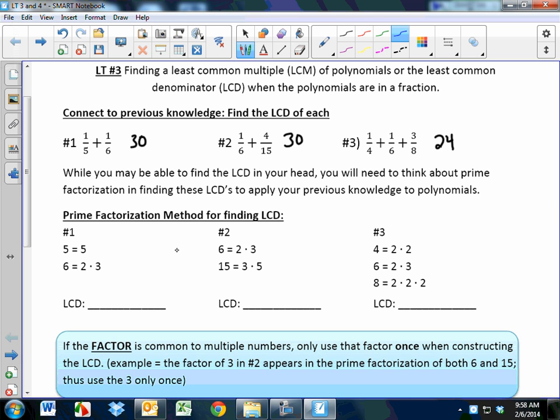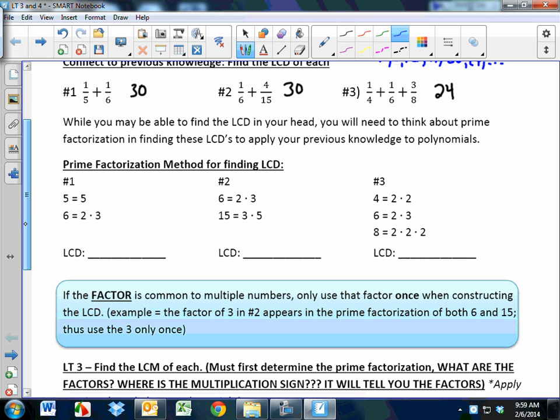Your teacher probably taught you when you found this 24 to list out the multiples of 4, which are 4, 8, 12, 16, 20, 24, and so on. List out the multiples of 6, 6, 12, and so on, and the multiples of 8, 8, 16, 24, and find the first one that they have in common. All right, so that'll work, but when the numbers get big, you might want a different method. So that method is this.